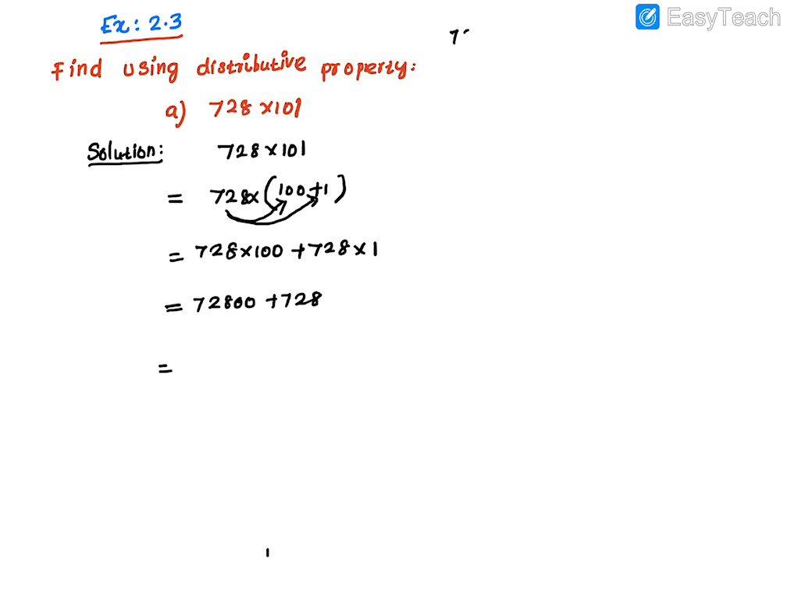72,800 plus 728. So 8, 2 here. So 73,528. 73,528. Okay, so this kind of problem only you have to solve, and one more problem I'm going to solve. Still 2 or 3 problems I will solve, then you can understand in a better manner.